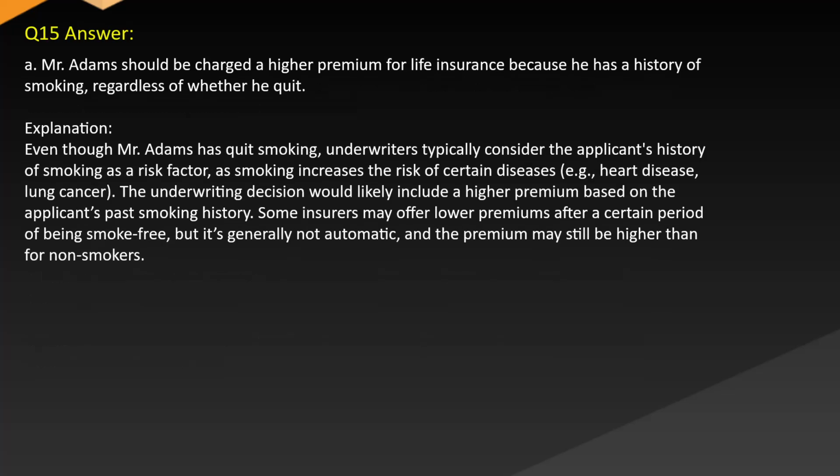Answer: A. Mr. Adams should be charged a higher premium for life insurance because he has a history of smoking regardless of whether he quit. Explanation: Even though Mr. Adams has quit smoking, underwriters typically consider the applicant's history of smoking as a risk factor, as smoking increases the risk of certain diseases, e.g. heart disease, lung cancer. The underwriting decision would likely include a higher premium based on the applicant's smoking history. Some insurers may offer lower premiums after a certain period of being smoke-free, but it's generally not automatic, and the premium may still be higher than for non-smokers.